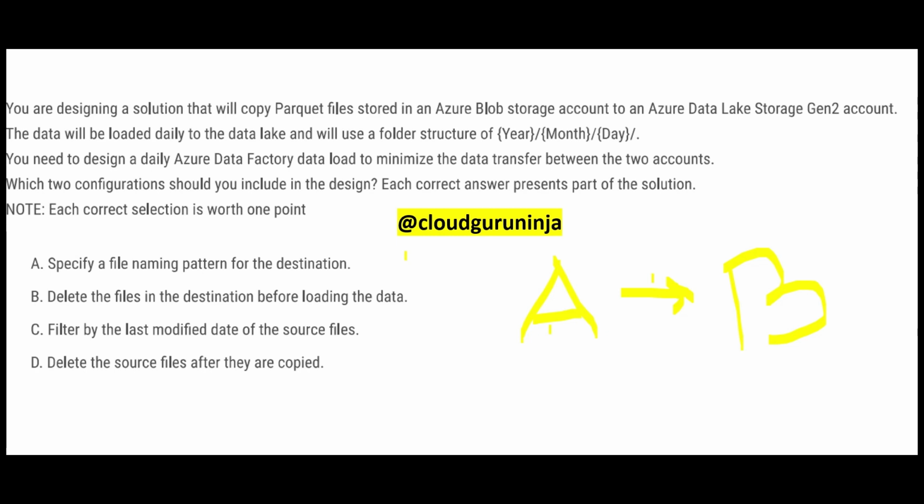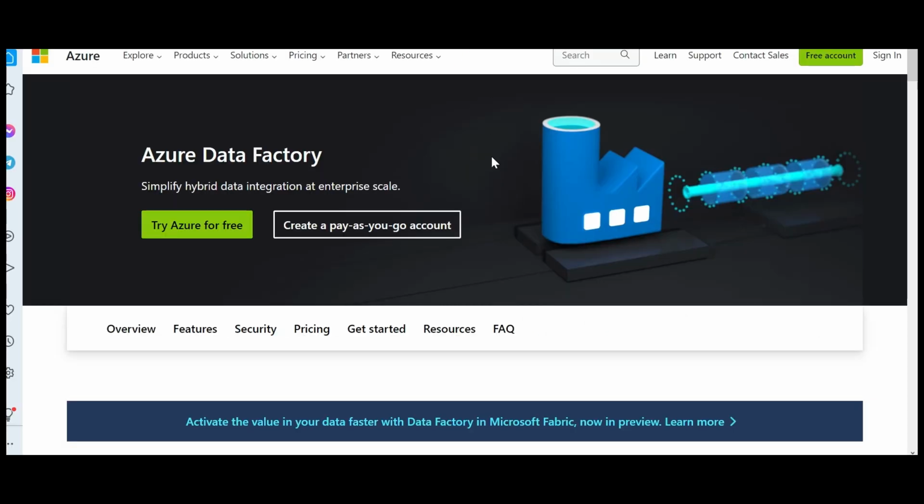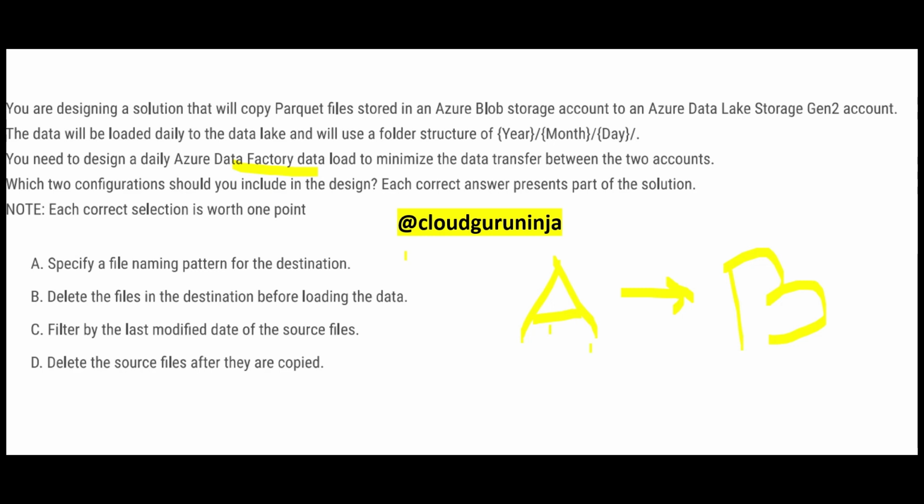How do you have to move using Azure Data Factory? What is Data Factory? It is the ETL data integration service. You can extract, transform, and load the data using this service, and that is how they are planning to move the data from point A to point B using this ETL. Which two configurations should you include in the design to do this? First, specify a file naming pattern for the destination. Definitely you need that.